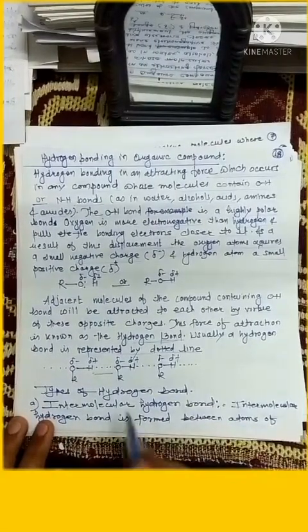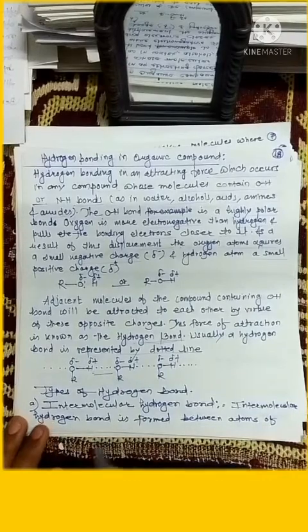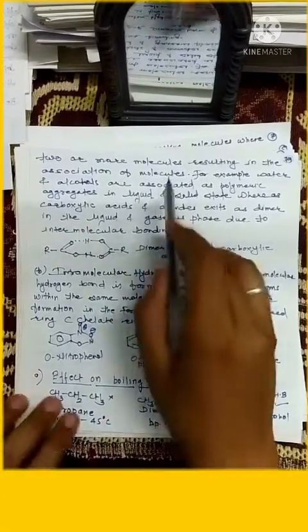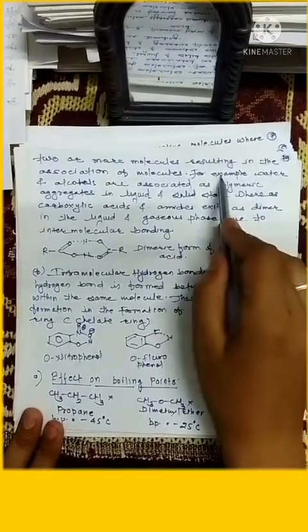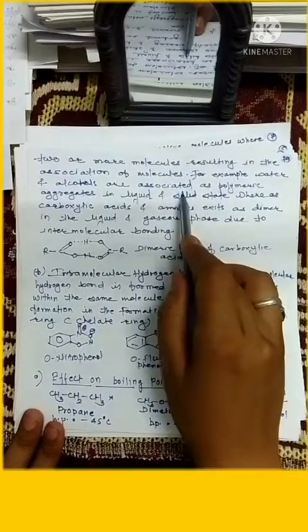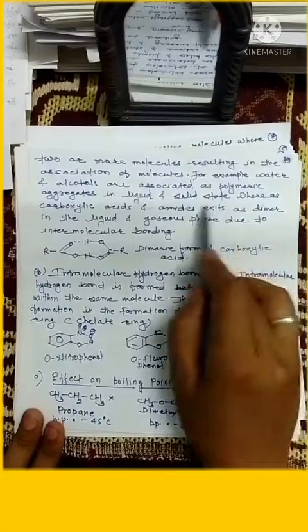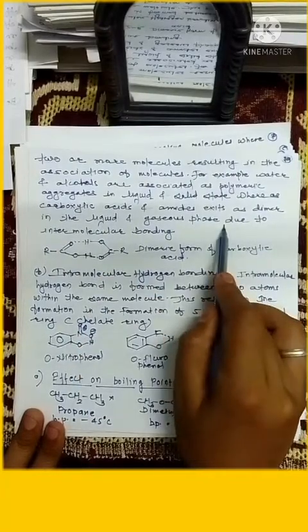Hydrogen bonds are of two types. First type is intermolecular hydrogen bond. Intermolecular hydrogen bond is formed between the atoms of two or more molecules, resulting in the association of molecules. For example, water and alcohols are associated as polymeric aggregates in liquid and solid state, whereas carboxylic acids and amides exist as dimers in liquid and gaseous phase due to intermolecular bonding.